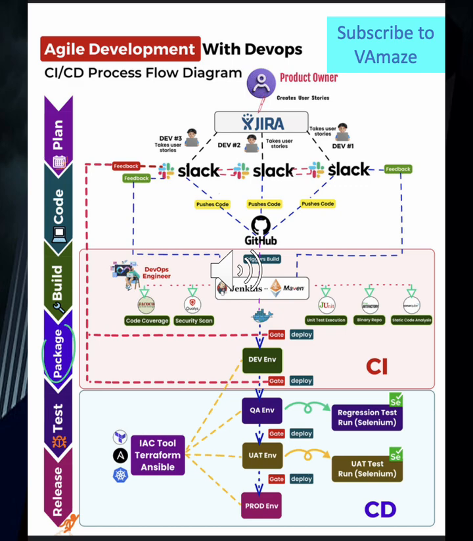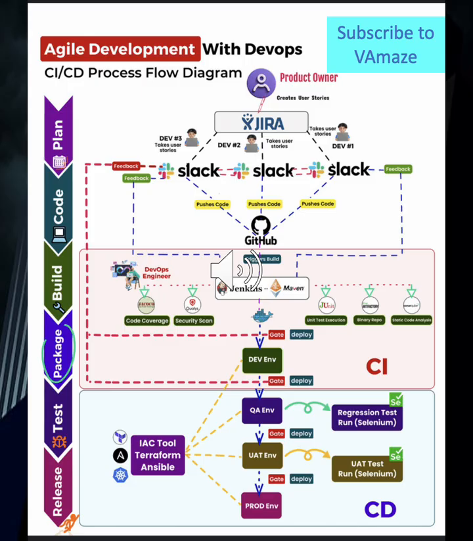Infrastructure as code, automation foundation. Supporting this entire process are infrastructure as code tools. Terraform manages cloud infrastructure provisioning and configuration. Ansible handles configuration management and application deployment automation. These tools ensure that environments are consistent, reproducible, and can be created or modified through code rather than manual processes.